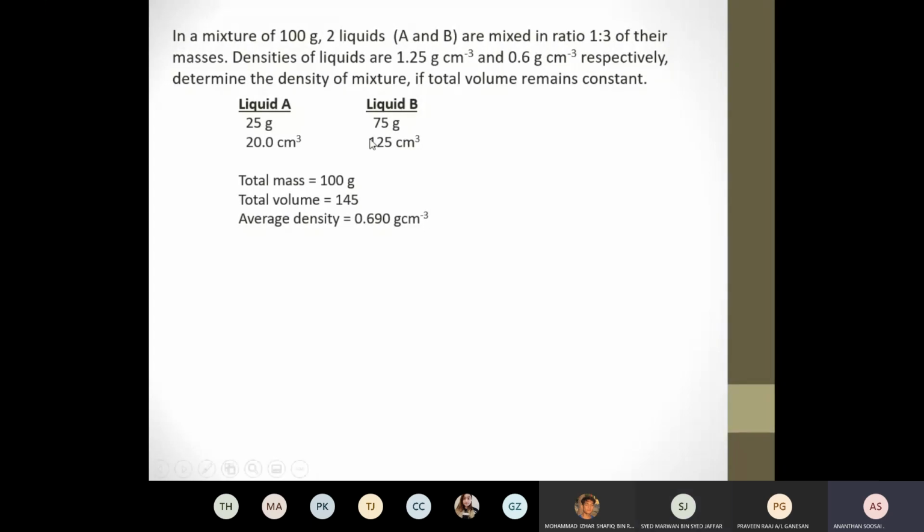Okay, so this is how they ask in Cambridge. They mix two liquid, they ask new density. Okay, so how to find the new density? You need to get a new total mass, you need to get a new total volume. Okay, then you divide the total mass and total volume, you get the new density value.